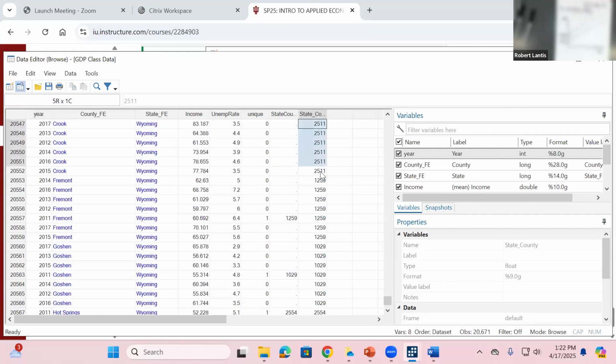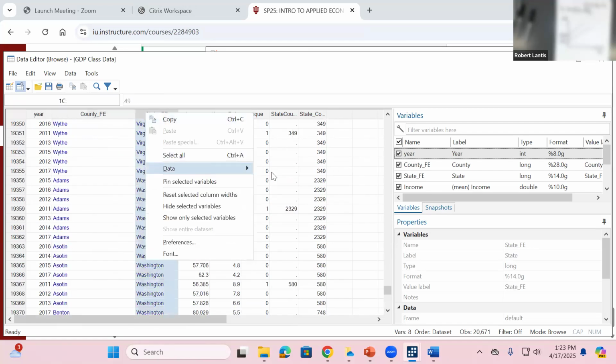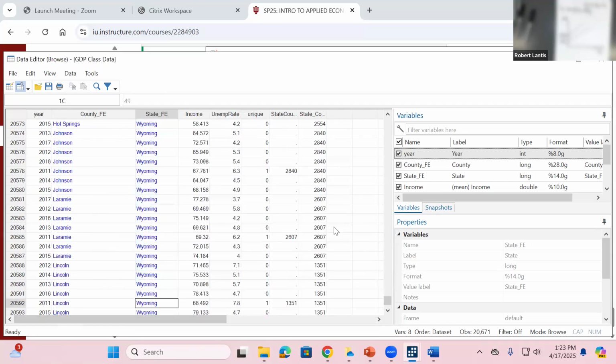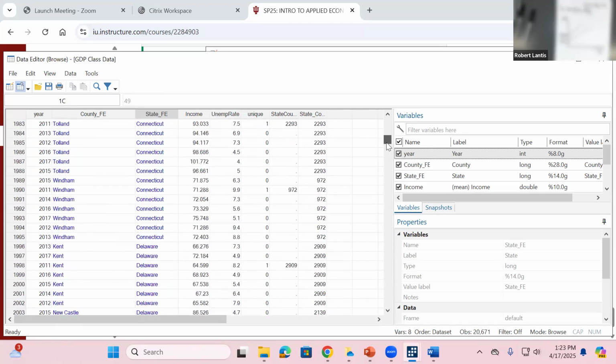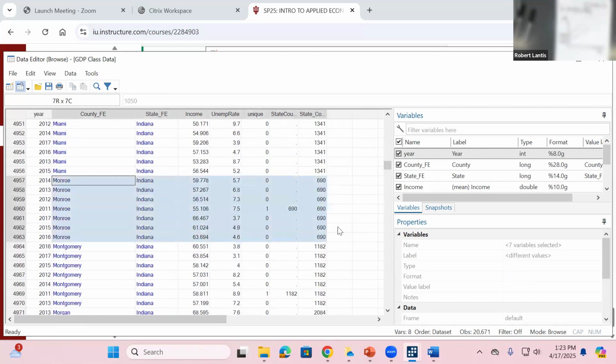And now I've got this state county, Crook, Wyoming, is 2,511. Natrona, Wyoming, here. In fact, we could even find, oh, did I drop state here? I did. I was going to say, we could sort through this. Let me see. We could find Monroe County, right? So we've got Indiana. Where's Monroe County? Every time we have Monroe County, Indiana, that's going to be a 690. Right? So I now have a number that's associated with each combination of state and county.